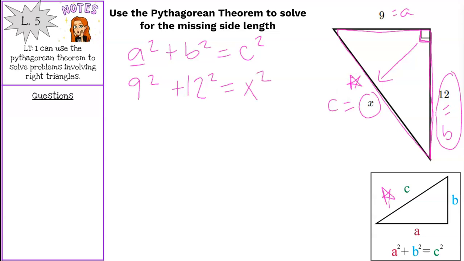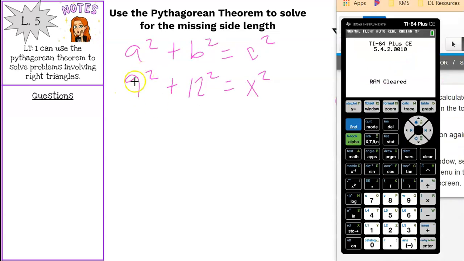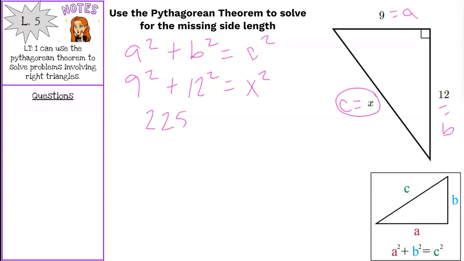So now here we can use our calculator to help us if we need. So our calculator can do the 9 squared plus 12 squared for us. So we can type in 9 squared, we're going to hit this button right here that says x squared, and then plus 12, and then again square it, hit that x squared button, kitty corner from the 7. Press enter and we get 225. So 225 equals x squared.